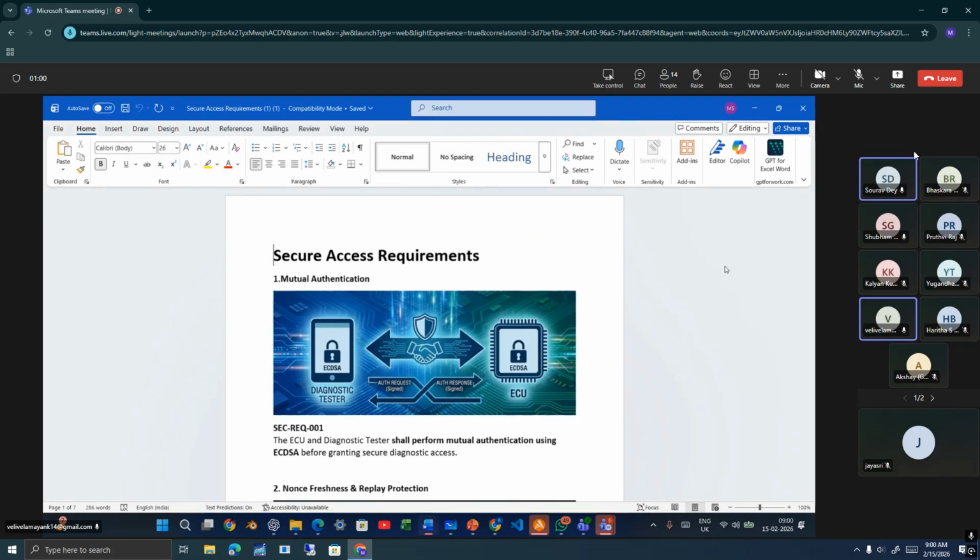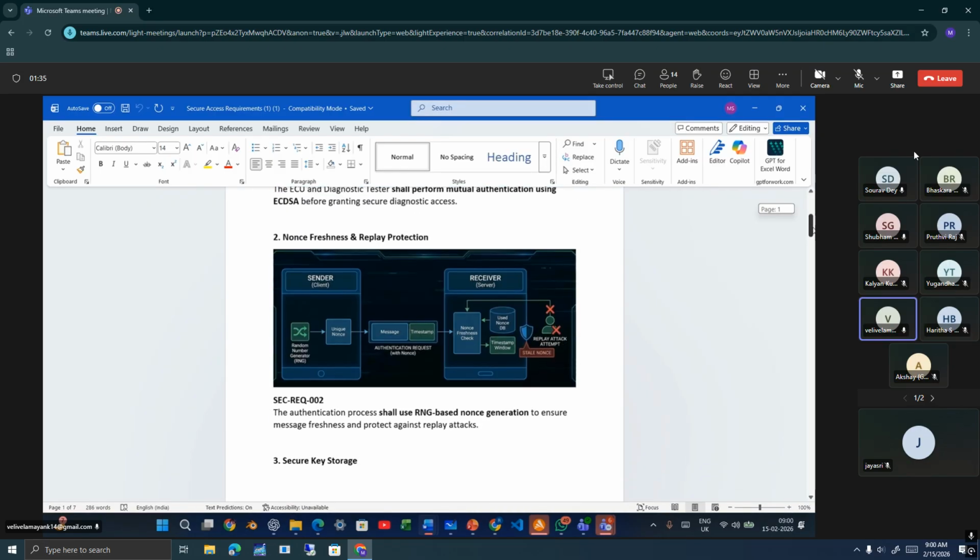Okay, secure access requirement. I will say mutual authentication. What is meant by mutual authentication? Both are authenticating each other. Next, nonce freshness and replay protection. What is the second requirement? Nonce means another name for random number, some random number, RNG or TRNG. That is the second requirement.